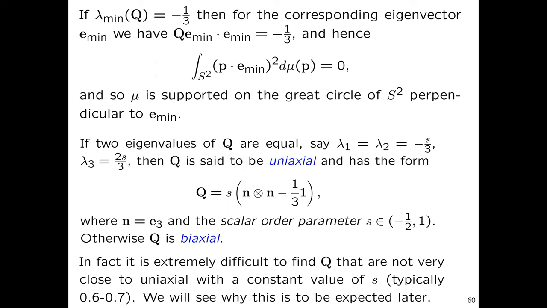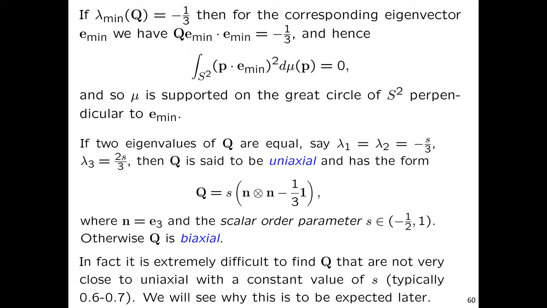So in fact, it's extremely difficult to find a Q, particularly that is not very close to uniaxial, with a constant value of S, which is typically about 0.6 to 0.7. So S equals 1 would be perfect order. So 0.6, 0.7 is pretty good ordering. And we'll see why that is to be expected later.